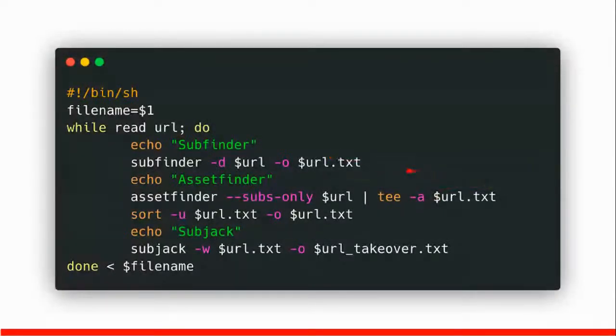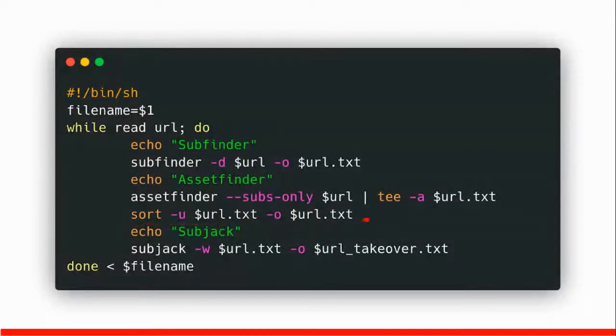We want all the subdomains. That's why we are appending them to the same file, url.txt. So now Assetfinder and Subfinder both will be enumerating some common or duplicate subdomains. The next part is sorting it uniquely. So sort -u url.txt, and we'll be storing it in the same file, url.txt.